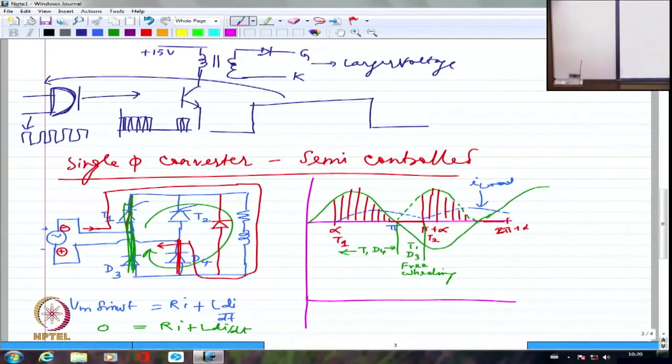And after that, I am again going to have the supply voltage from pi plus alpha to 2 pi. From 2 pi to 2 pi plus alpha, it will be zero voltage because the other two devices will be short circuited. Right? Now if I look at the supply current.